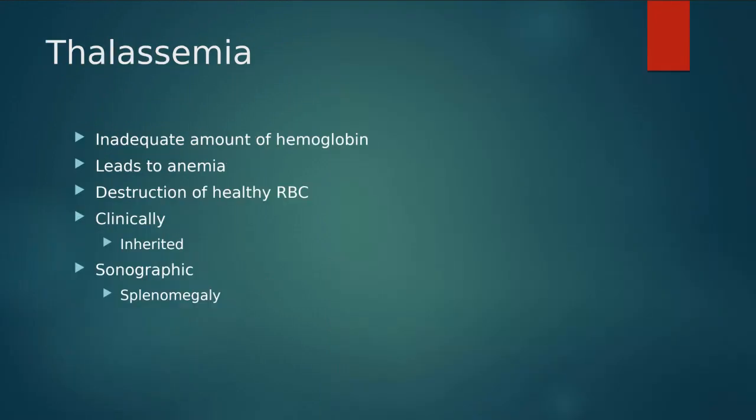Next, we have thalassemia. This is when we don't have enough hemoglobin, so this is going to lead to anemia. This is a precursor for anemia, and it actually causes the destruction of healthy red blood cells. Clinically, it's going to be inherited, so it's a congenital or genetic condition. And on ultrasound, we can see splenomegaly as well.